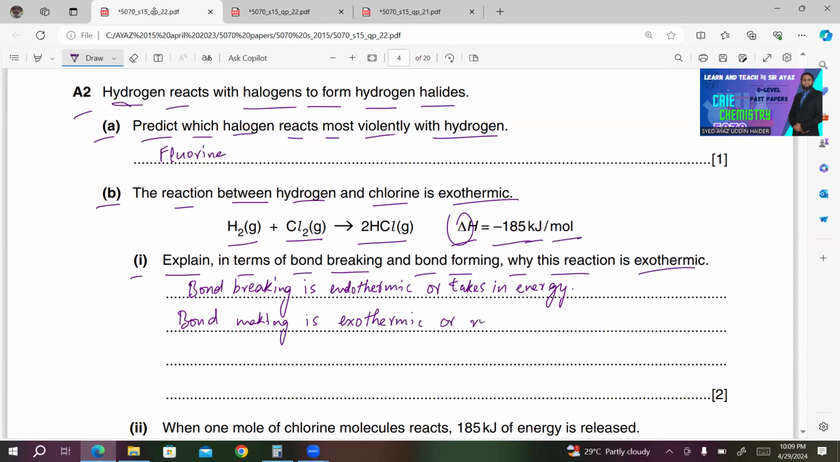Or releases energy. So the reaction is exothermic, which means more energy is released than absorbed.